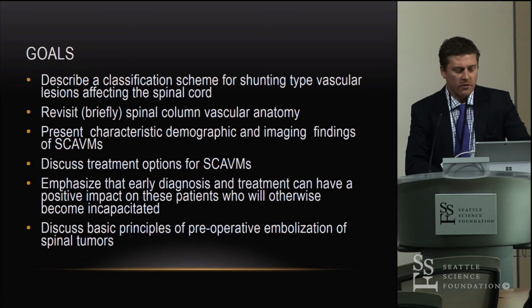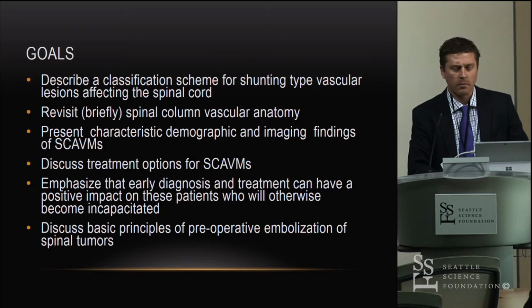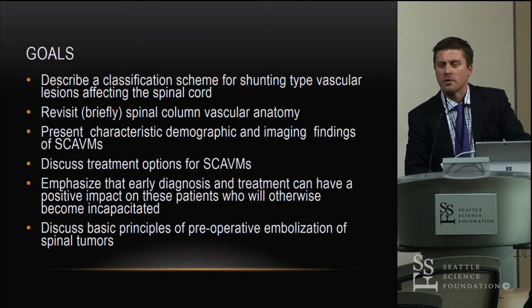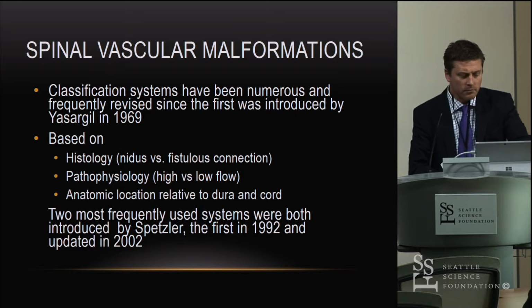So we're going to describe a classification scheme for shunting type vascular lesions. We're going to go through the vascular anatomy of the spine and spinal cord and talk about some imaging characteristics of spinal AVMs, and discuss some treatment options. Finally, we'll wrap up with a couple of case examples of preoperative embolization, which is something that we do a lot of here for spinal cord tumors or vertebral body tumors.